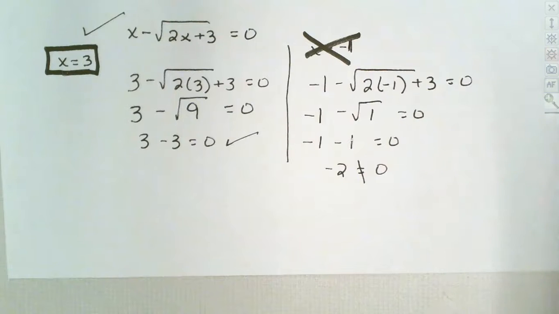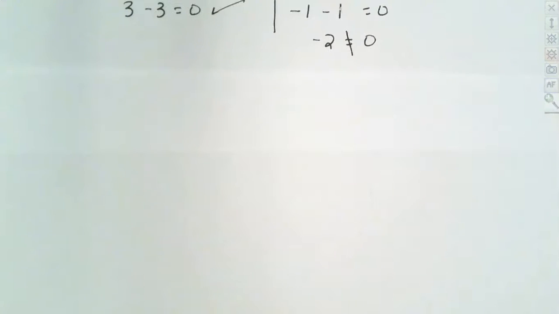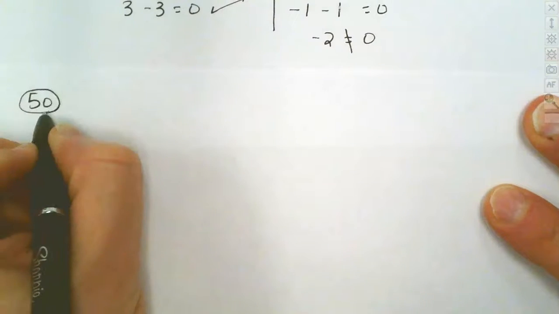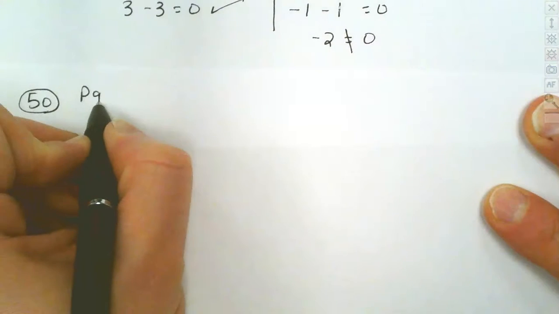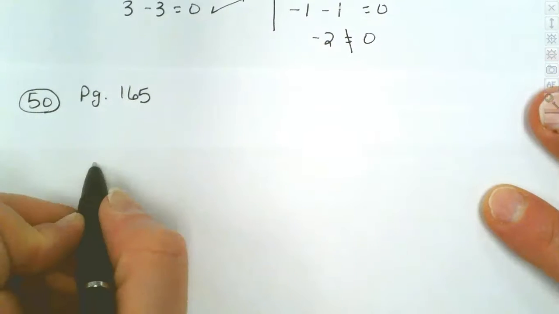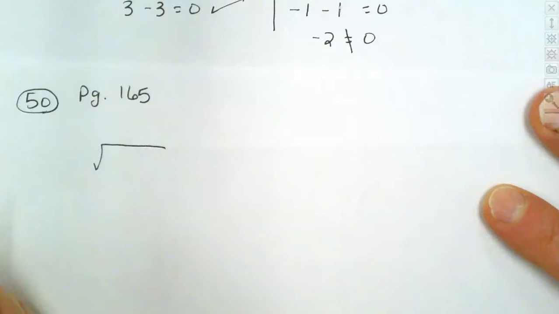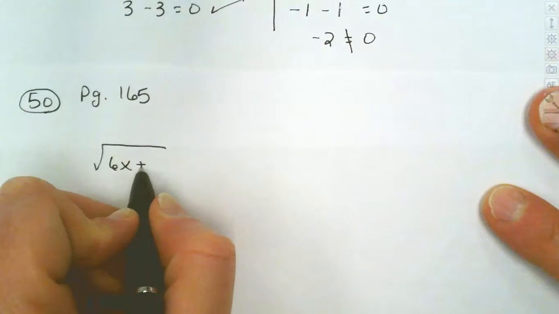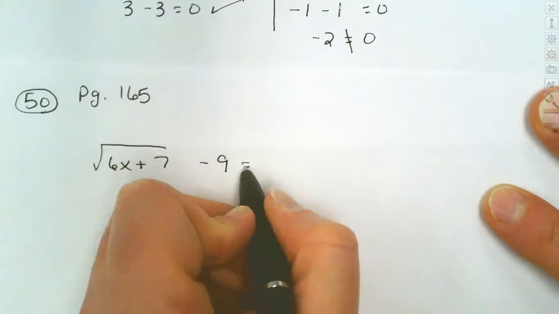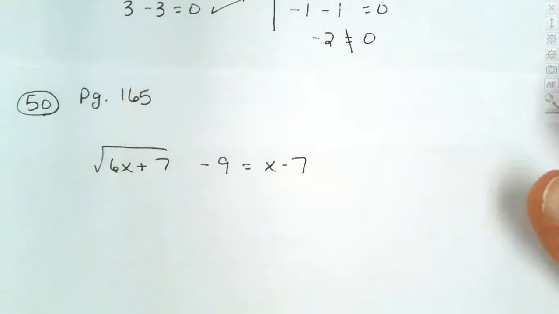Let's do one more of these, and then we'll look at some different roots, some higher powered. So let's look now at, how about question 50? Again, this is on page 165. Question 50. We've got the square root of 6x plus 7 minus 9 equals x minus 7.